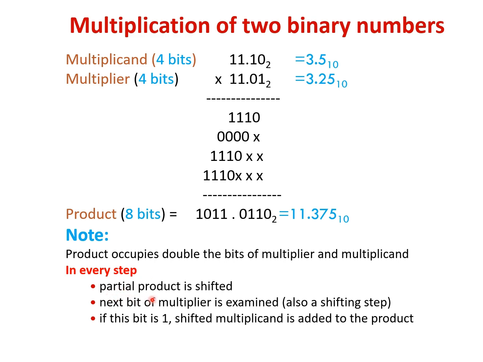In every step, the partial product is shifted. The next bit of the multiplier is examined. Also a shifting step, because you will be starting from the LSB and moving towards the MSB. And if the bit is 1, the shifted multiplicand is added to the product. Another thing to notice is that the product takes twice the number of bits as the multiplicand or multiplier. So you have to provide a big register which can hold this product.